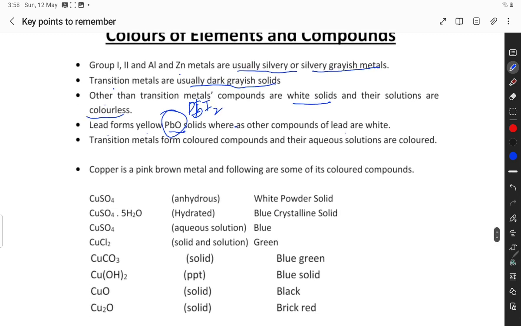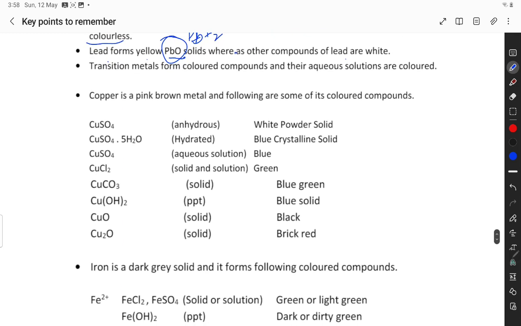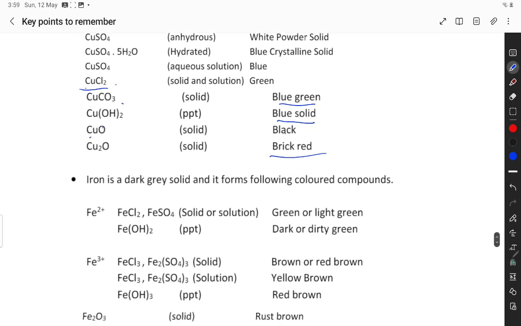Transition metals form colored compounds and their aqueous solutions are colored. Copper is a pink brown metal, and following are some of its colored compounds. Copper sulfate anhydrous is a white powder solid, copper 2 sulfate hydrated is a blue crystalline solid, copper sulfate aqueous solution is blue, and CuCl2 solid and solution turn green. Copper 2 carbonate is blue green, copper 2 hydroxide is a blue solid, copper oxide is black, and copper 1 oxide is a brick red solid.